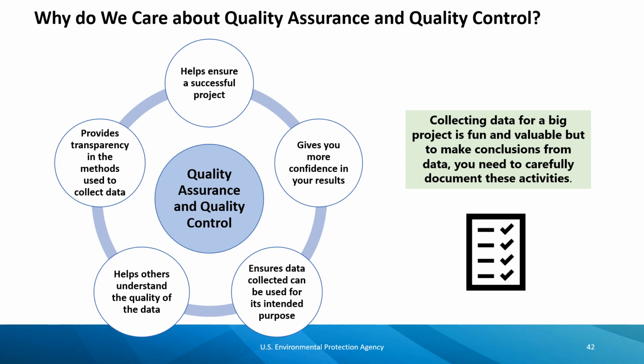So why should you care about quality assurance and quality control? Well, there are 5 key reasons. It helps to ensure a successful project, gives you more confidence in your results, ensures data collected can be used for the intended purpose, helps others understand the quality of the data being produced, and provides transparency in your data collection methods. To be able to draw conclusions from your data, you need to carefully document your activities and procedures.